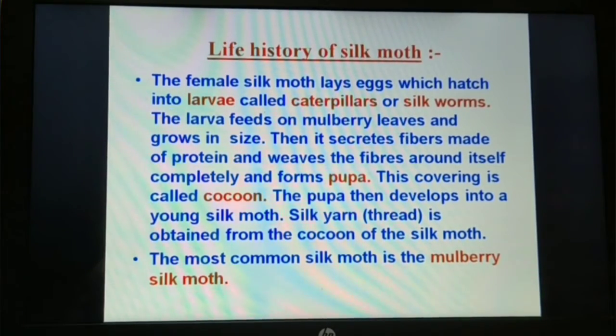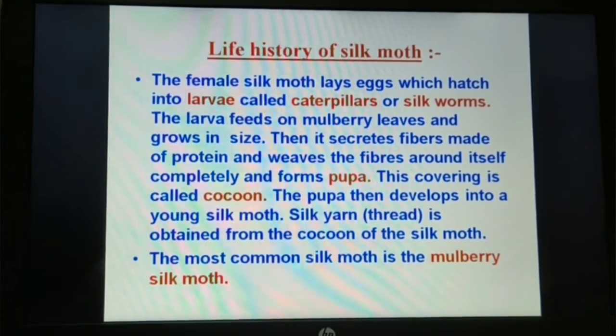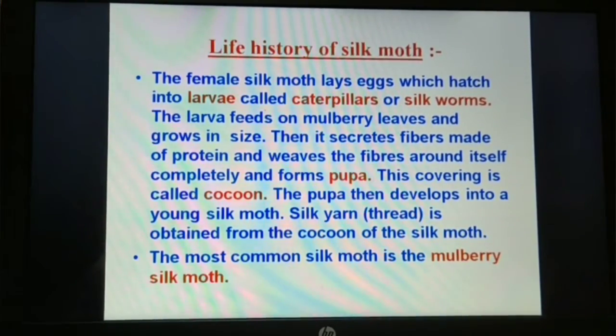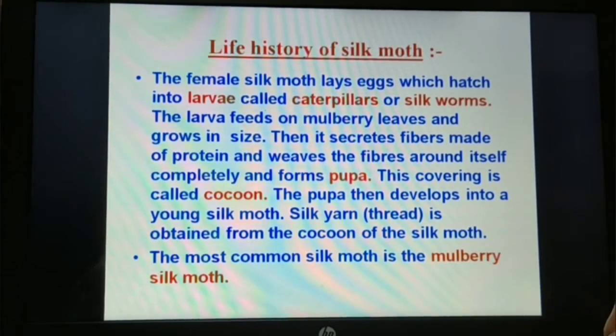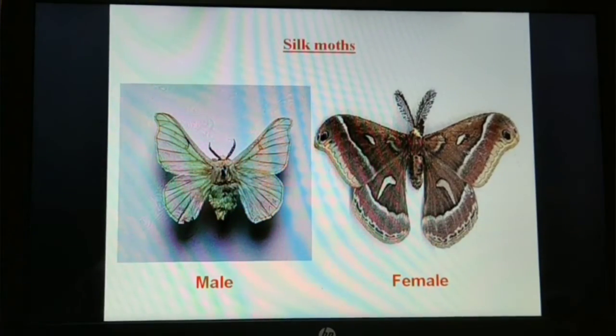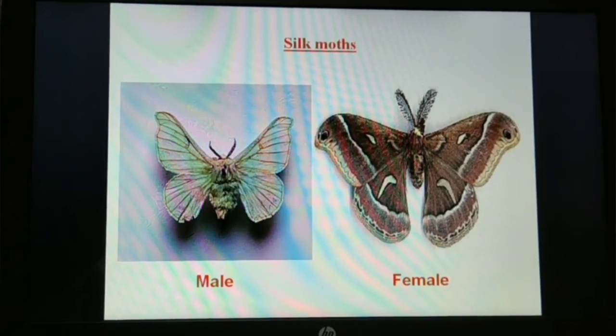So the pupa then develops into young silk moth. Silk yarn, that is thread, is obtained from the cocoon of the silk moth. The most common silk moth is the mulberry silk moth. This you have already learned, so you just need to make points in your book to remember those terms and definitions and all. Here you can see silk moth, male and female silk moth.